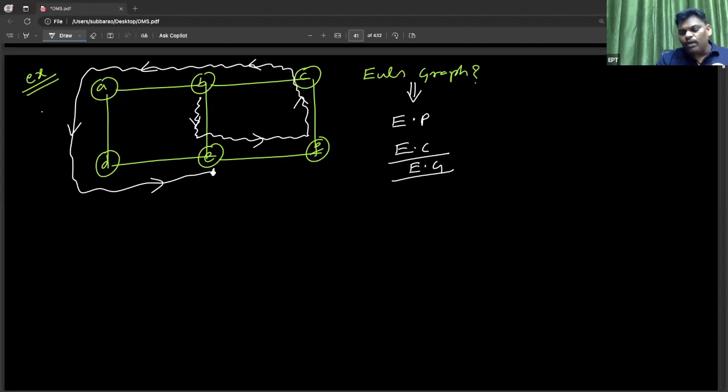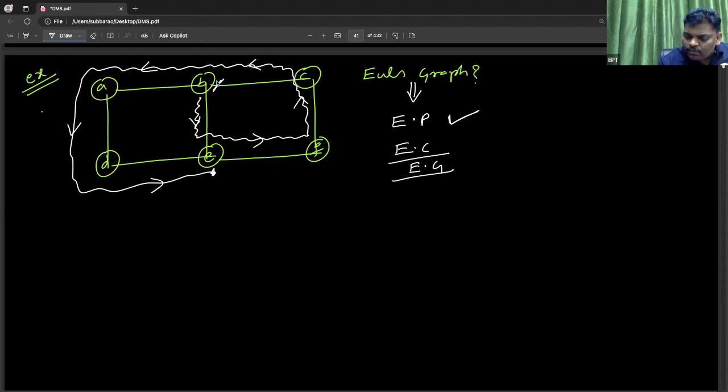Listen, let's come to conditions. Every edge exactly once, that is called a Euler path. Every edge exactly once, and the starting vertex is equal to the ending vertex, that is a Euler circuit. Let's see this one. Euler path is possible for this. Can anyone guess this Euler path?